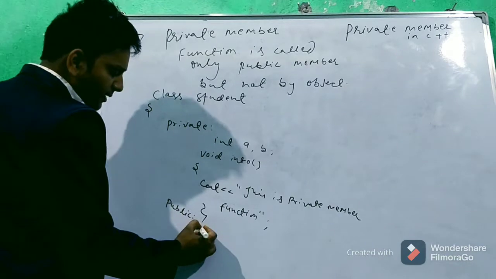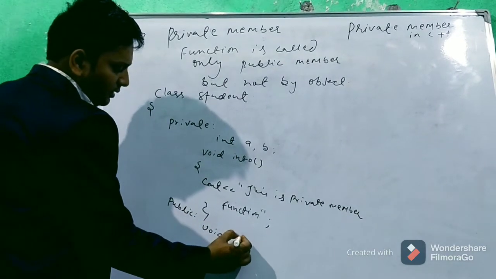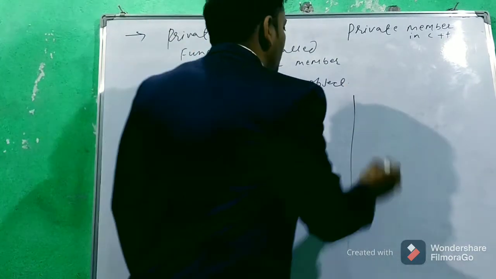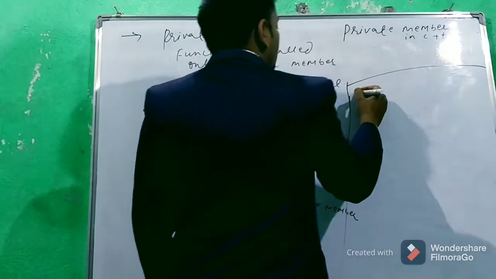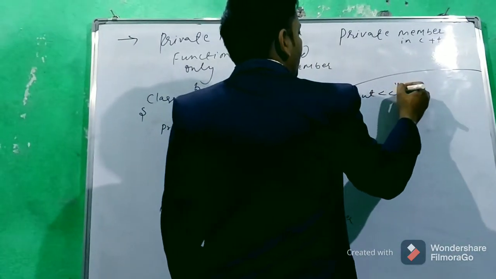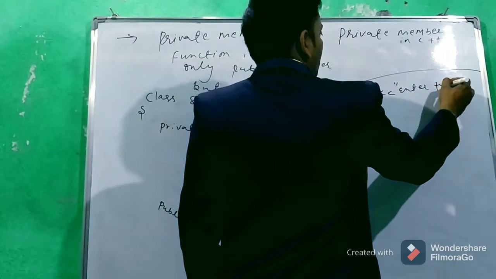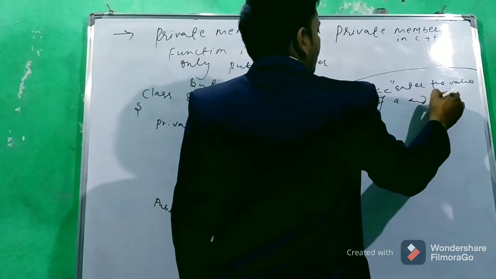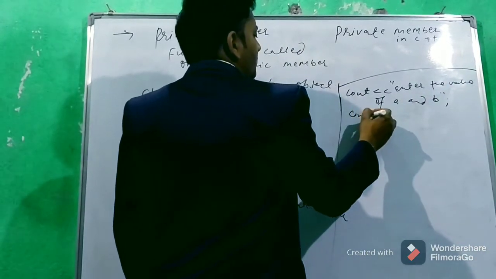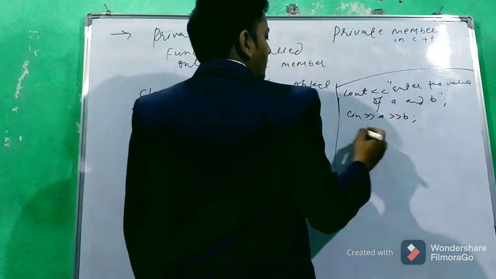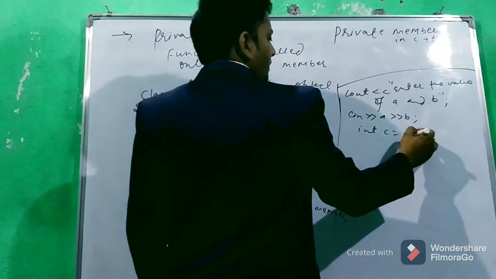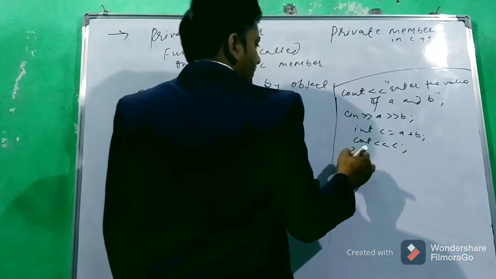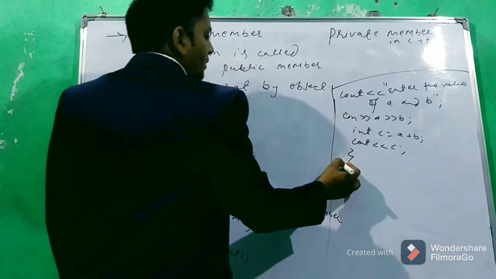Public means if I am defining a member function like void input, I write cout, enter the value of a and b, then cin a and b. If you want to perform the addition of these two numbers, we can perform it here, and then we can print it. Then we close this one and close this bracket.